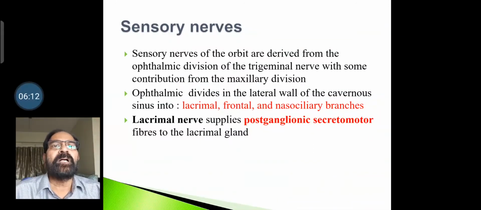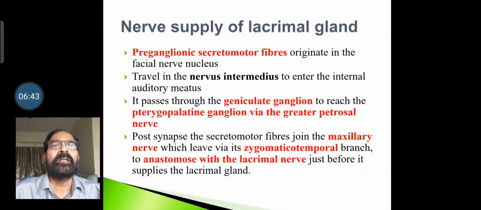Sensory nerves of the orbit are derived from the ophthalmic division of the trigeminal nerve with some contribution from the maxillary division. Ophthalmic nerve divides in the lateral wall of the cavernous sinus into lacrimal, frontal and nasociliary branches. Lacrimal nerve supplies postganglionic secretomotor fibers to the lacrimal gland. Nerve supply to the lacrimal gland.